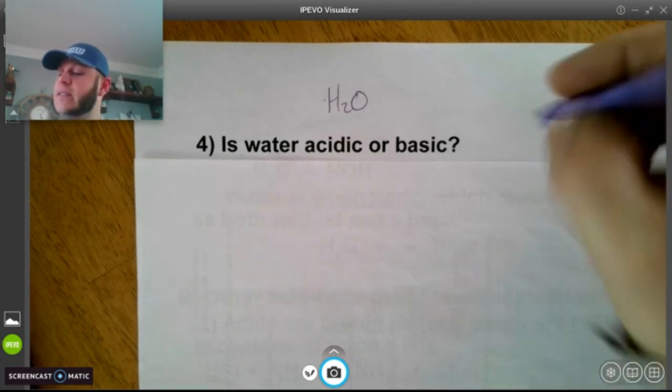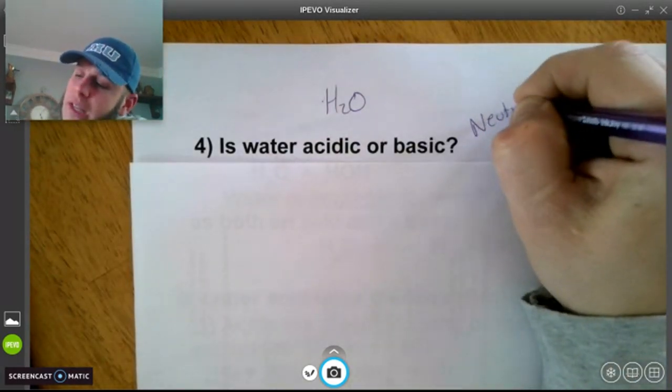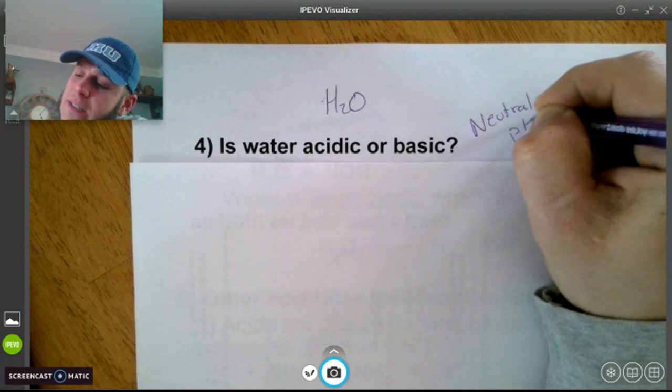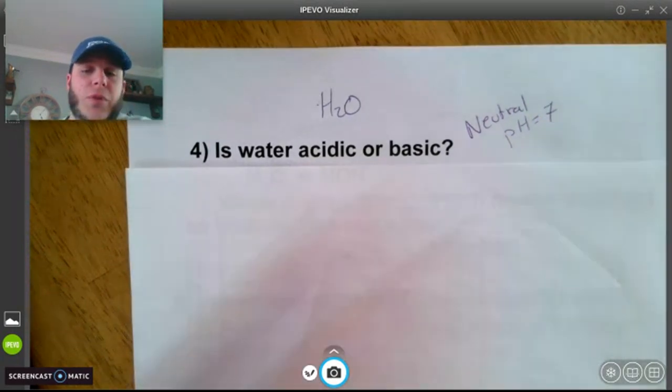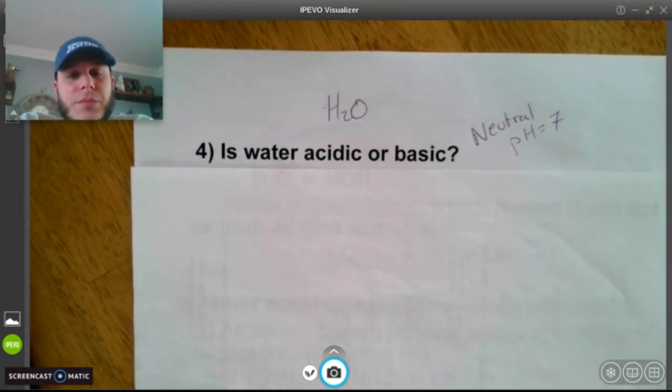The answer is it's neutral. I think a lot of you were thinking that. And neutral means that it has a pH of 7. It's right in the middle of the table.